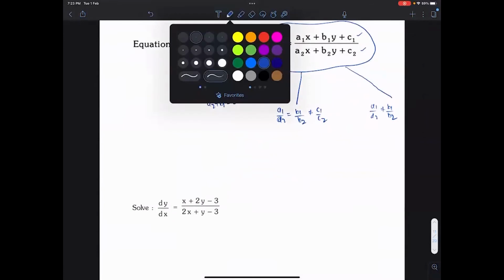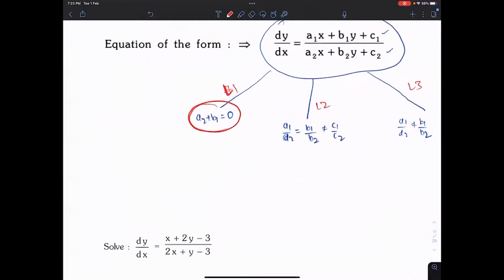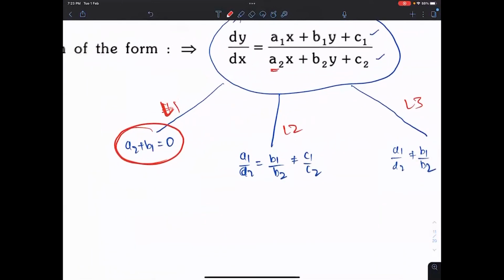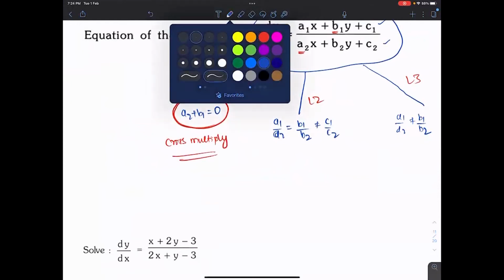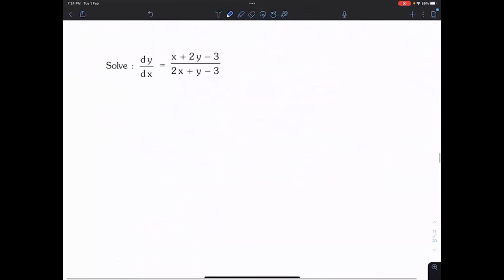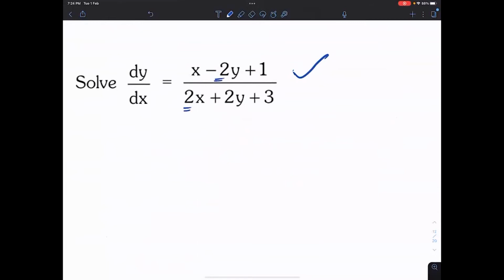If this kind of scenario happens, this is the easiest one: level 1 difficulty, this is level 2 difficulty, this is level 3, I would say. Level 1 difficulty is very easy. Whenever you see that the denominator x coefficient and the numerator y coefficient sum to 0, then just cross multiply. That's all, you cross multiply and you'll get the solution. Let me take one example. Here, the denominator x coefficient and numerator y coefficient are both adding to 0.